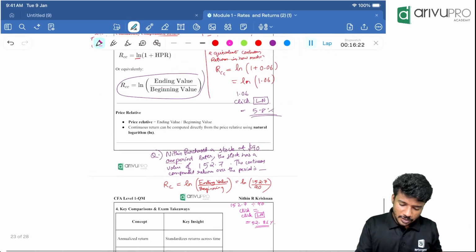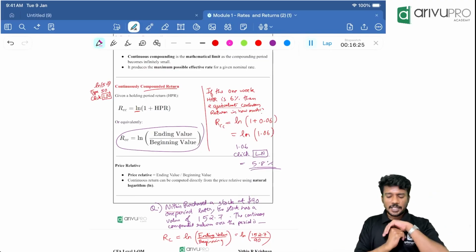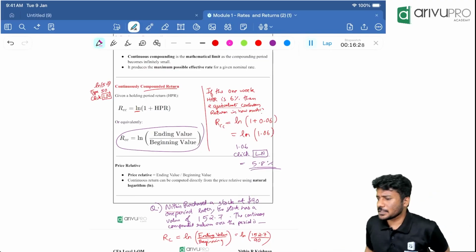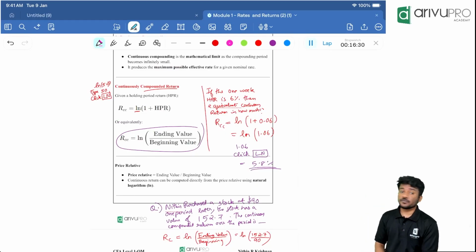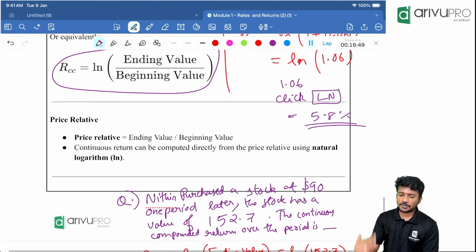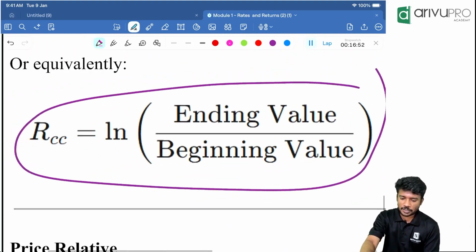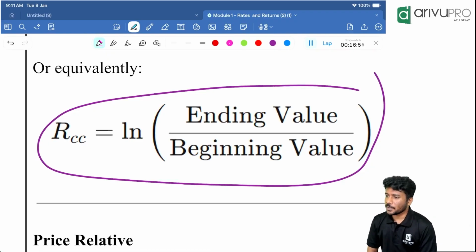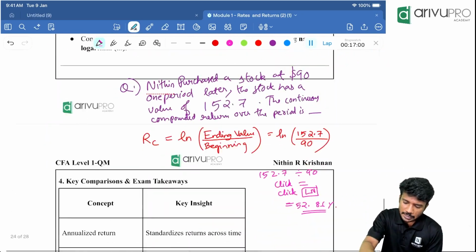So that is your continuous compounding. Now we are talking about something called price relative. Price relative, I told you in the beginning of the session when we started off. The beginning period price is there, the ending period price will be given in the question. Then price relative is nothing but price of the ending period divided by price of the beginning period. That is price relative, ending value divided by beginning value. So RCC is nothing but log of price relative, the ending value divided by the beginning value. Next one.